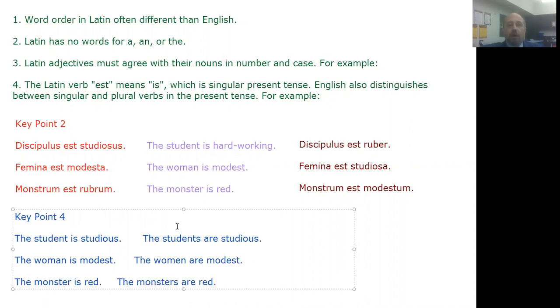All right, notice please the difference between these sentences, right? A singular subject like student takes the singular linking verb is. If I change it to students, I have to change the verb to are. Now in English, the adjective doesn't usually change between singular and plural, okay? In Latin, the adjective would change as well. It would no longer be discipulus, it would no longer be est, it would no longer be studiosus.